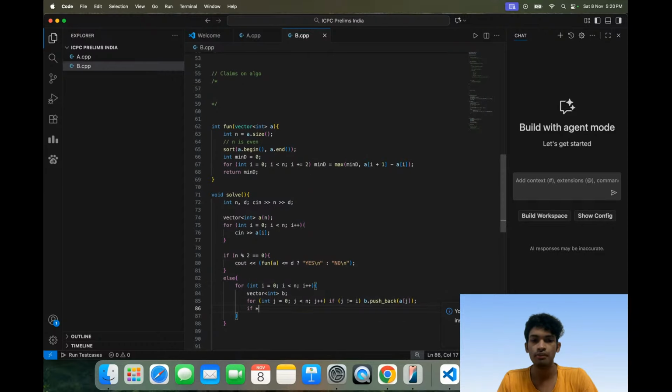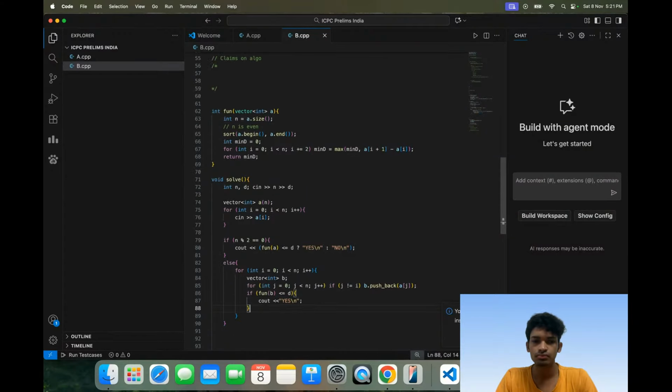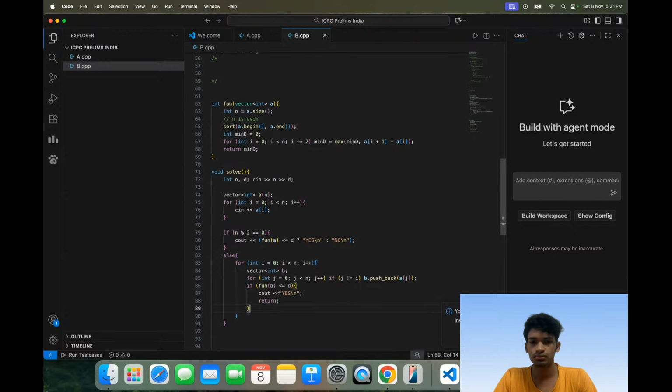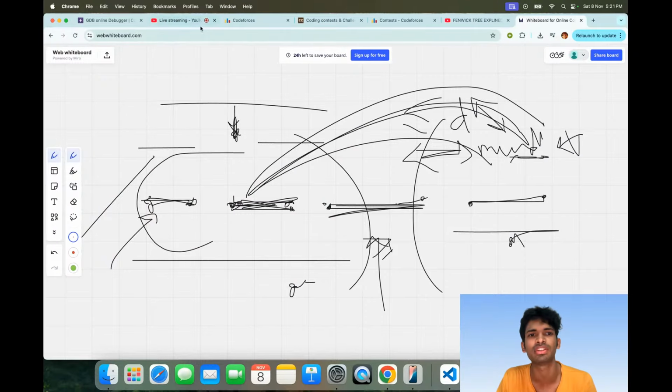If fun of b is less than or equal to d, answer is yes. I don't know how it's an easy problem. I still feel it's not that easy. We can return to... and then we have to output no else, because now we have brute forced everything. Maybe there is a simpler solution, but this is what I came up with.